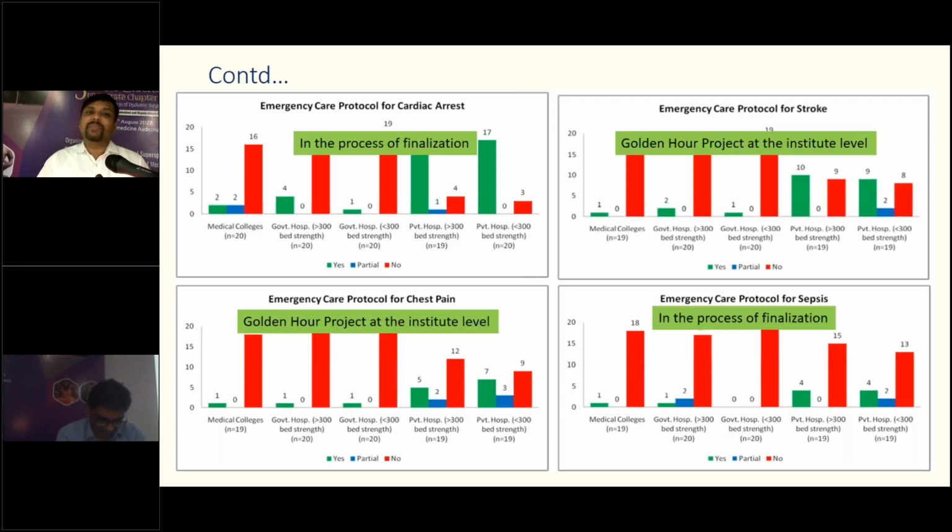At SGPGI, we follow the ACC AHA guideline for cardiac arrest, and the emergency medicine manual. We are also preparing our own protocol for handling cardiac arrest in ED. As far as the emergency care protocol for stroke and chest pain is concerned, the institute is already running a project, the Golden Hour project, where a committee has been formed for interdepartmental coordination and collaboration to come out with a final guideline for handling stroke and chest pain, because both are time sensitive diseases. The Golden Hour project at the institute level is still in the phase of preparing and submitting a report. The emergency care protocol for sepsis is in the process of finalization.